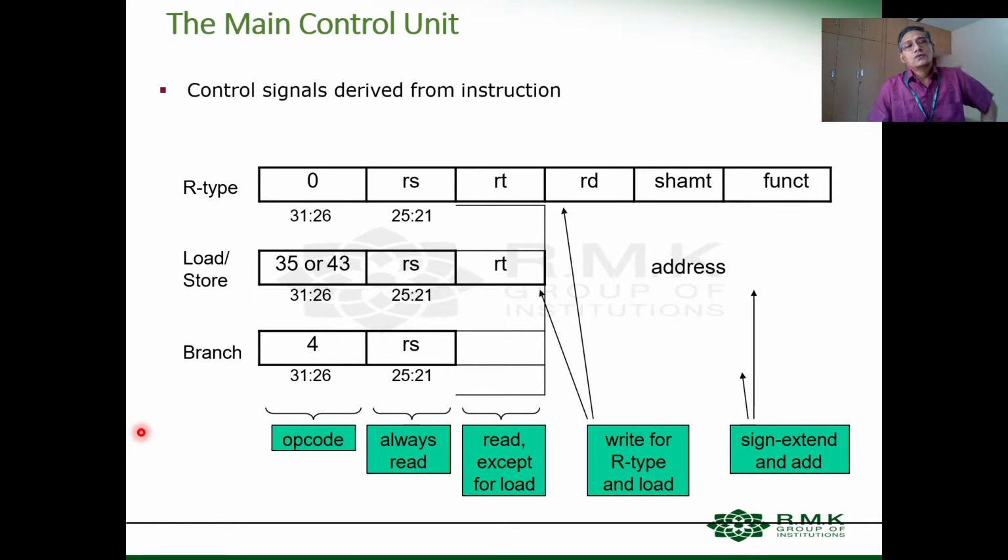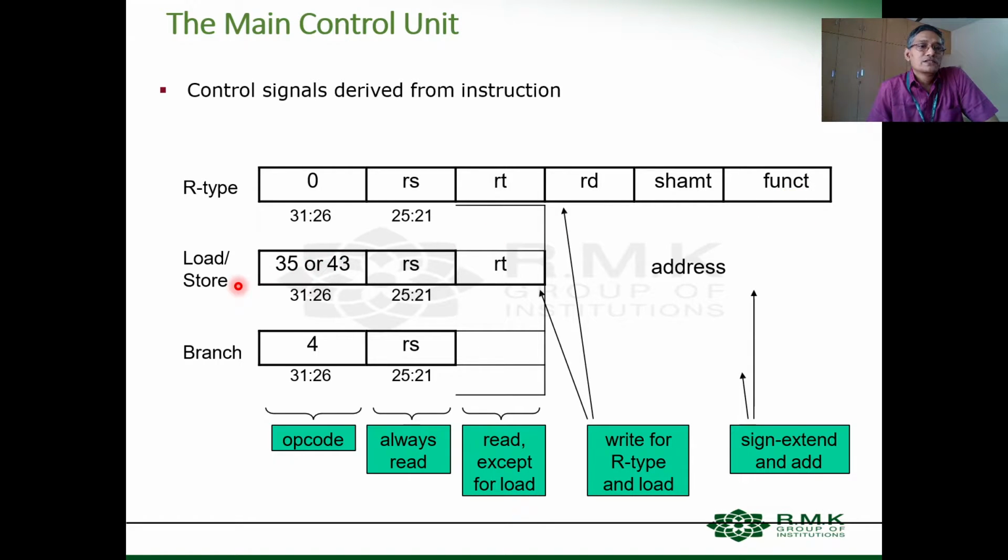Now, how does the main control unit decide which type of instruction it is? For R type instruction, we know that bits 26 to 31, those 6 bits, are all zeros, and the shift amount is also 0. The remaining functionality, what operation should be performed, is decided by the function field.